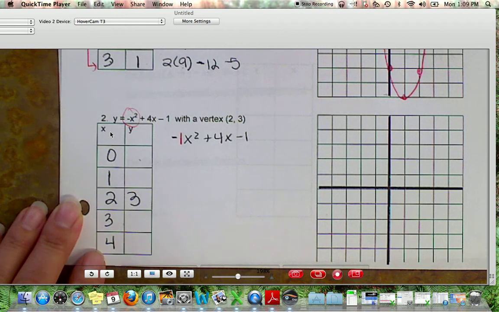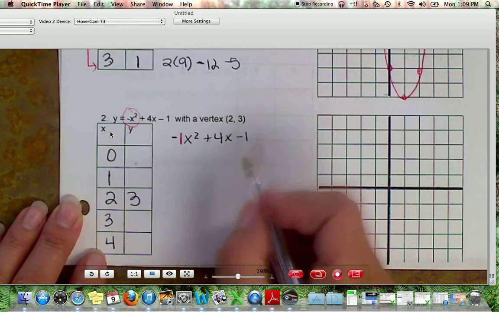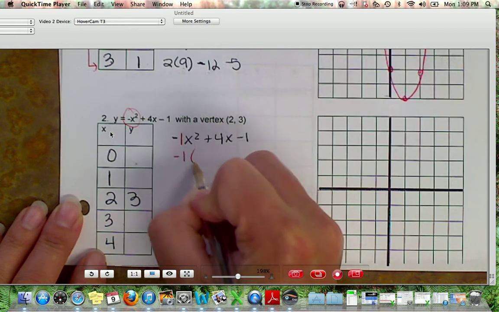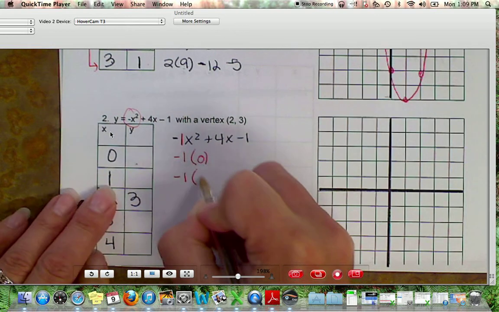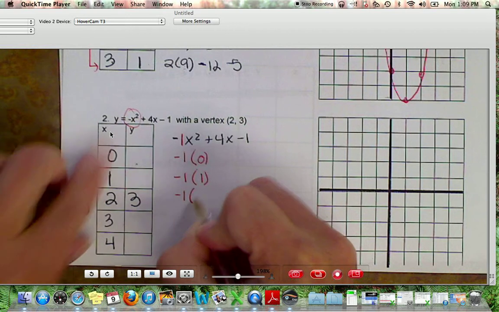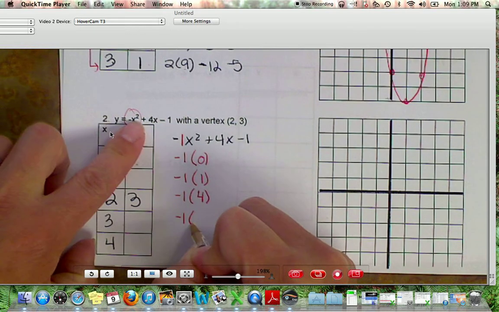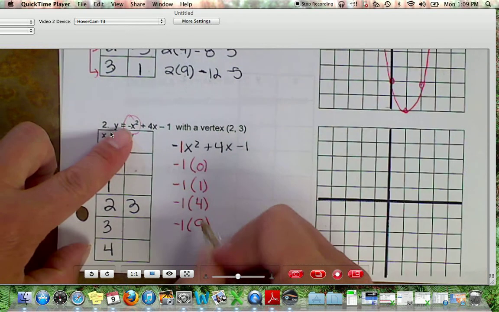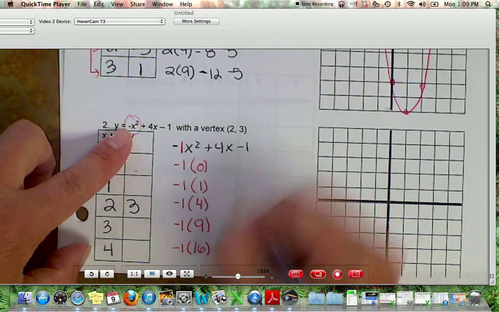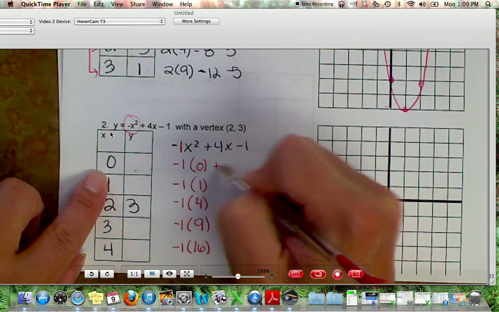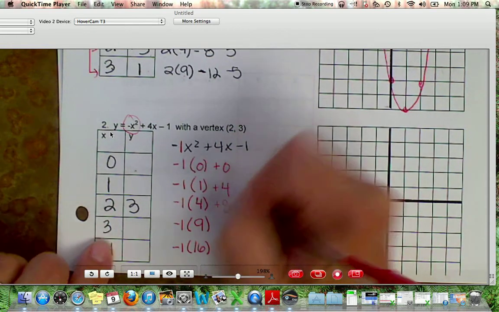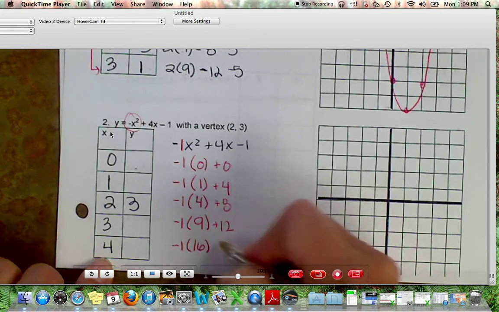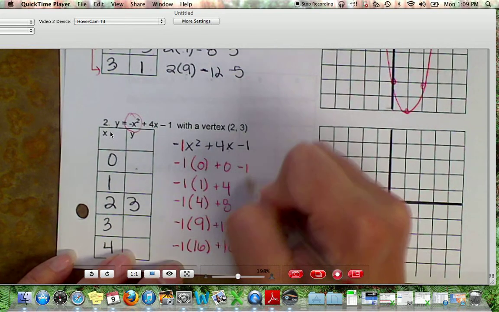So it's important that you remember that, and probably the best way to remember is to actually put it in there. And we're going to do exactly the same thing we did. So this time it's negative 1 times x squared, negative 1 times 1 squared, negative 1 times 2 squared, negative 1 times 3 squared, negative 1 times 4 squared. And we still have to do the rest of this. 4 times 0 would be 0. 4 times 1 would be 4. 4 times 2 would be 8. 4 times 3 would be 12. 4 times 4 would be 16. And then all of these are minus 1.